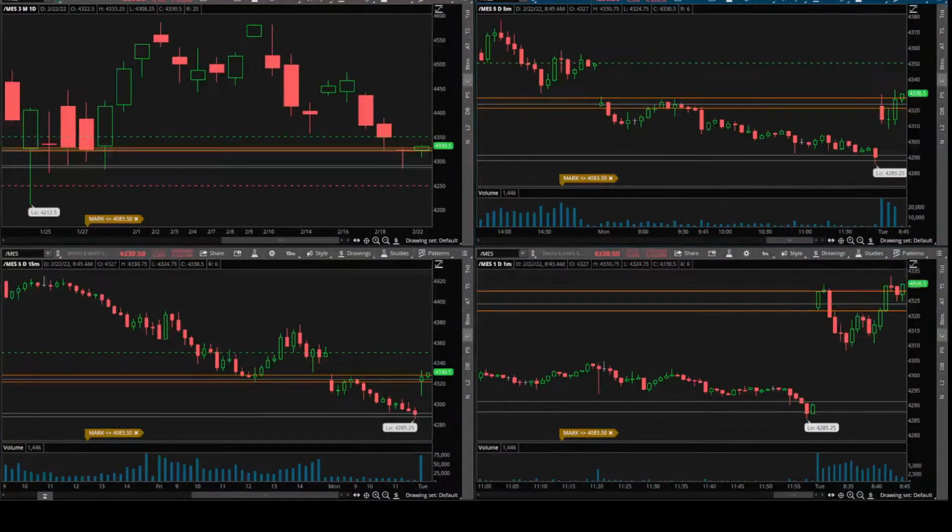Nasdaq looking strong, putting in new highs. The E-mini is trying. It came down to our 24 area, trying to hold it, see if it can, and then push higher. And then we've got consumer confidence here in another 15 minutes. We'll see how confident the consumers are.